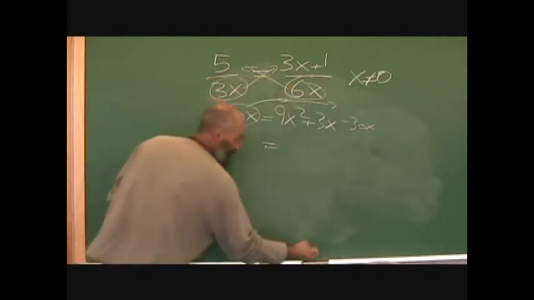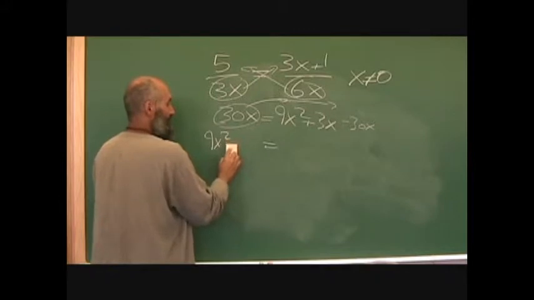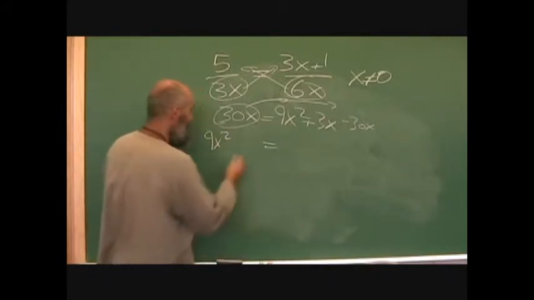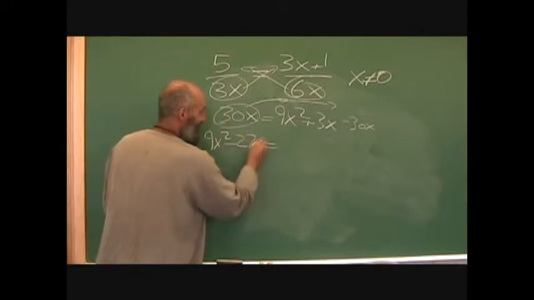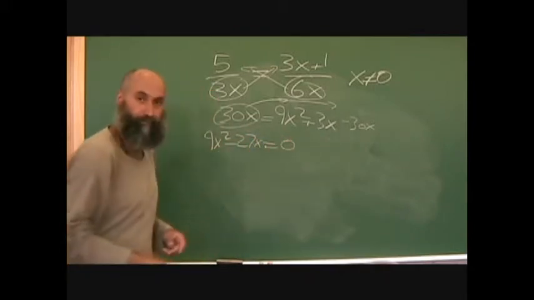So it becomes, oops, it's not a plus. You shouldn't write it down until you solve for it, actually. Until you figure out what it is: minus 27x is equal to 0. Okay.